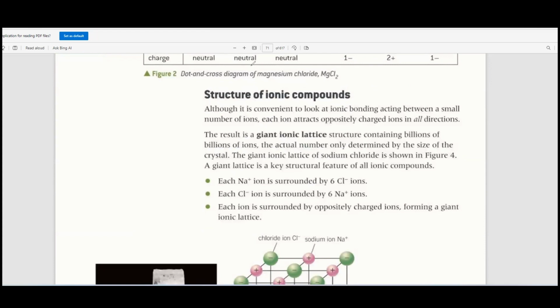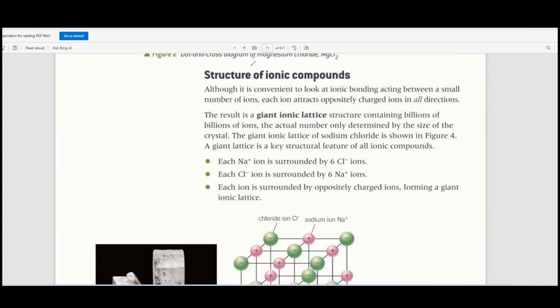Structure of ionic compounds. Although it is convenient to look at ionic bonding acting between a small number of ions, each ion attracts oppositely charged ions in all directions. Again they are giving the same example of sodium chloride. The result is a giant ionic lattice structure containing billions of ions.